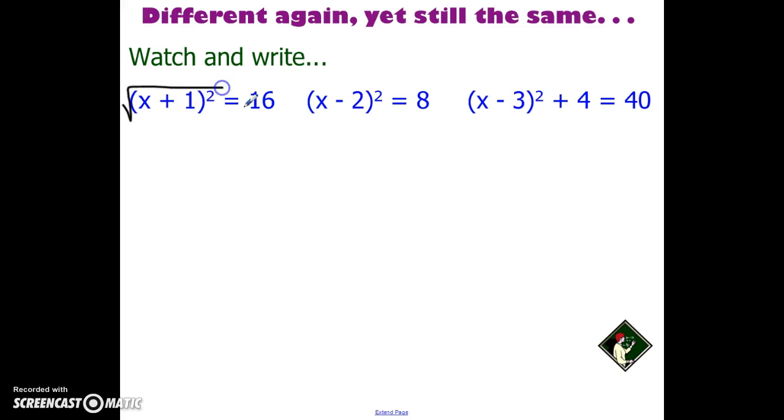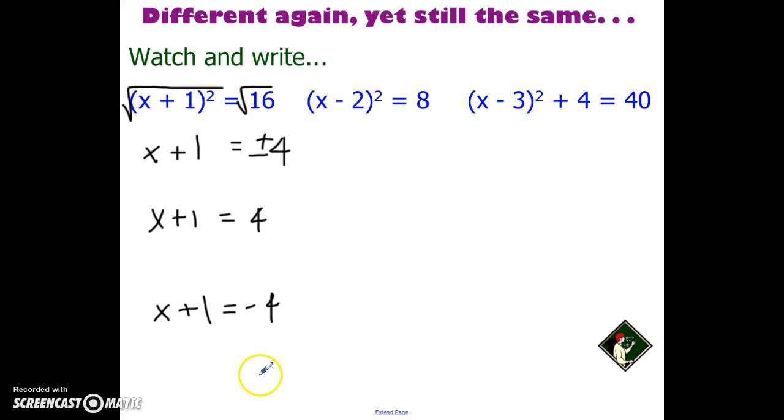So I can just take the square root of each side. The square root of x plus 1 squared is just x plus 1, and then this equals plus or minus 4. Now in this case, what I would do is rewrite this as two separate problems. So x plus 1 could equal positive 4, and x plus 1 could equal negative 4. And then from here you solve for x. I would subtract 1 from each side, which would be 3, and subtract 1 from each side, which would be negative 5.